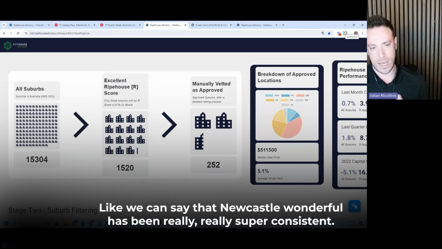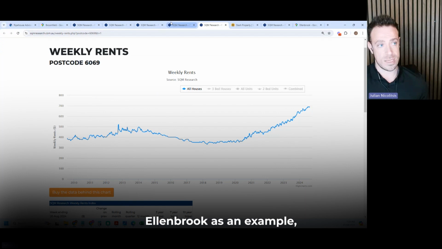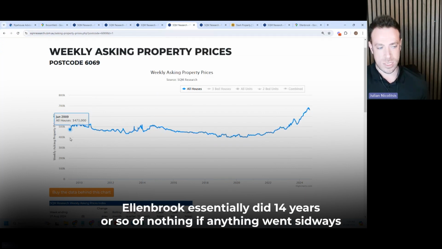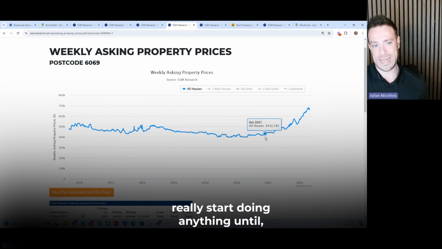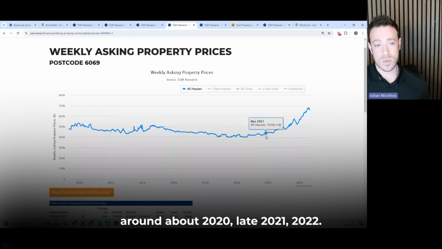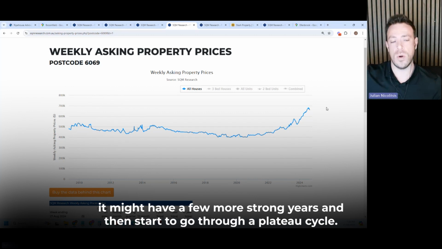Like we can see that Newcastle one before has been really super consistent. If we go back into Ellenbrook as an example, Ellenbrook essentially did 14 years or so of nothing. If anything, it went sideways and backwards. And one could make the argument that it didn't really start doing anything until around 2020, late 2021, 2022. So it's only had a very short window. It might have a few more strong years and then start to go through a plateau cycle.